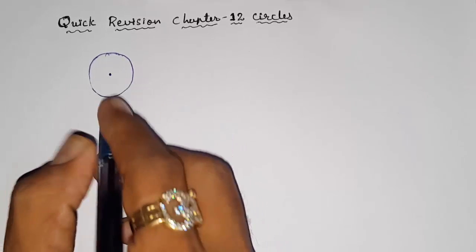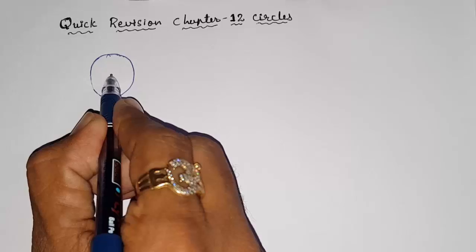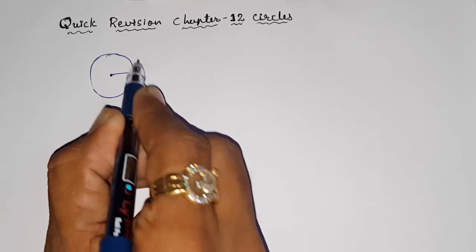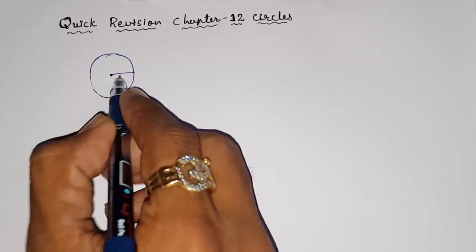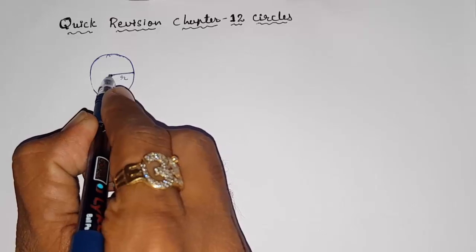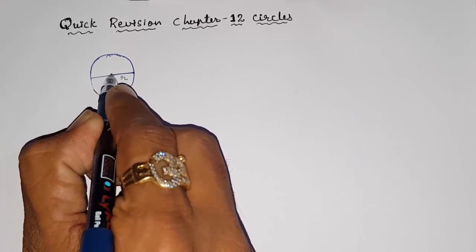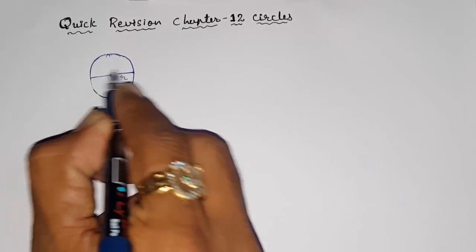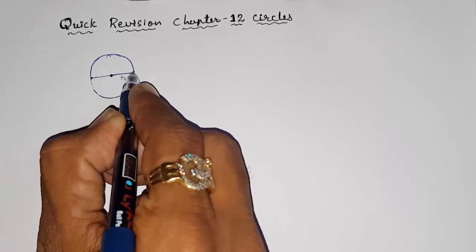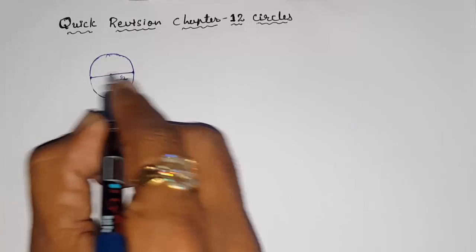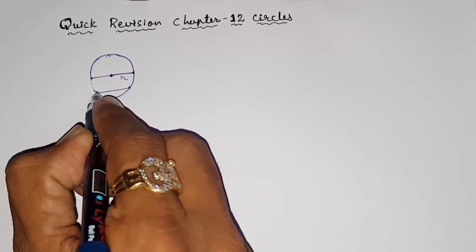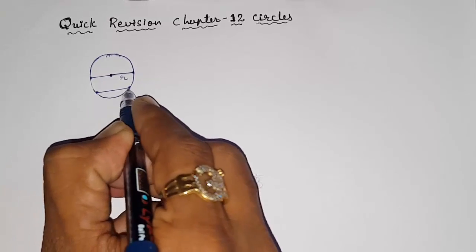This is called the center point, and the distance from the center point to any point on the circle is called the radius. And if I extend this and make a straight line passing through the circle and intersecting the circle at both the starting and ending points, then that line is called the diameter. If it is not passing through the center and intersects the circle at two different points, then that line is called a chord.